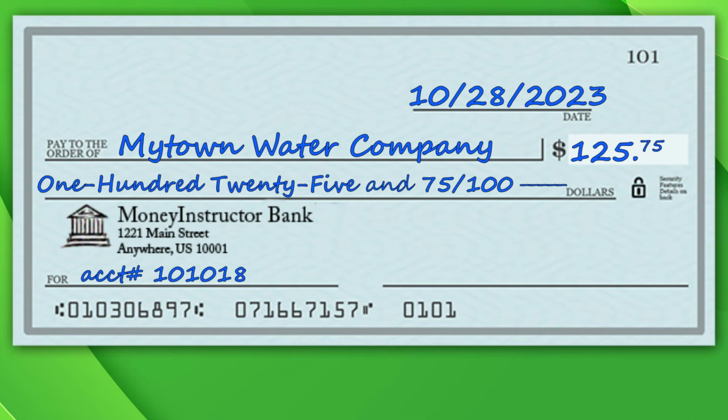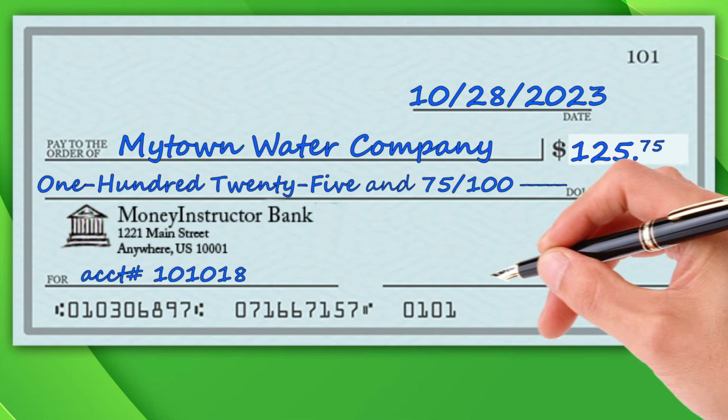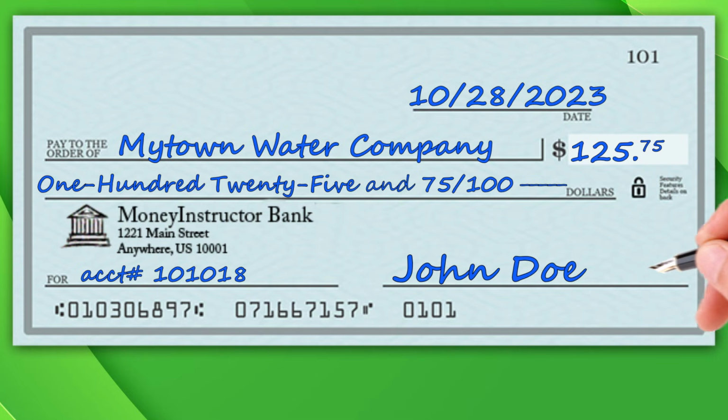Last, but by no means least, is the signature line at the bottom right. That's where you sign your name. It's your final seal that says, "Yes, I authorize this payment." Without this, the check isn't valid.